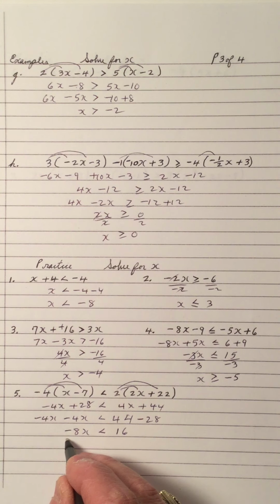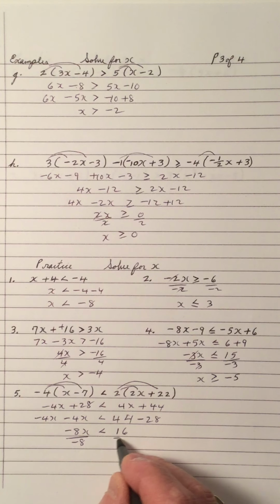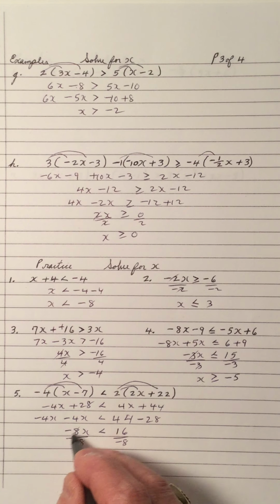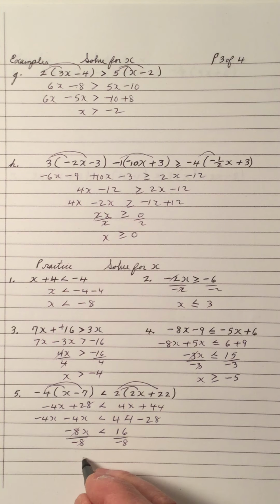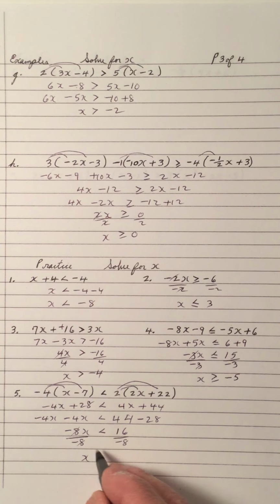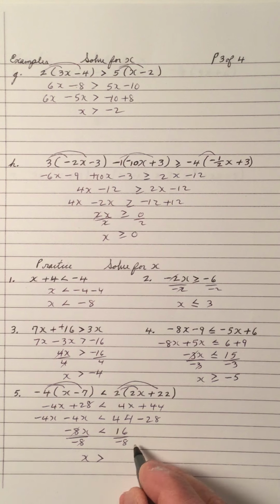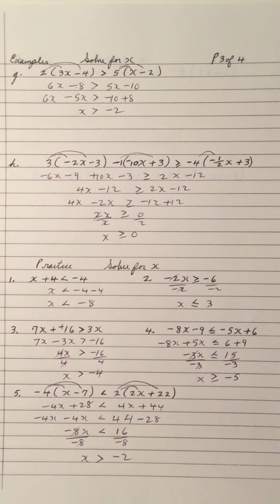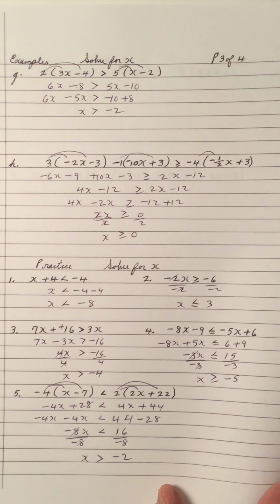We're dividing both sides by negative 8. Negative 8 divided by negative 8 is 1. They cancel out. And because I'm dividing by a negative, that becomes a greater than. And we get a negative 2. Working fine.